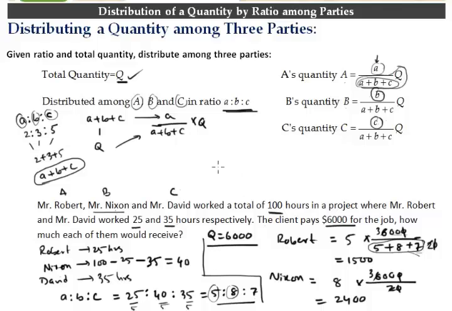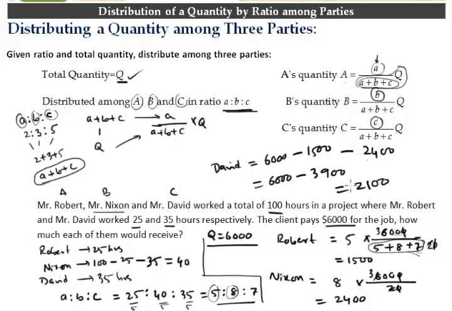Now Mr. David, we can do it two ways. The total is 6,000, so 6,000 minus Mr. Robert's 1,500 minus Mr. Nixon's 2,400. These two together give 3,900, so he will be earning $2,100. So Mr. Robert's pay will be $1,500, Mr. Nixon's pay will be $2,400, and Mr. David's pay will be $2,100.